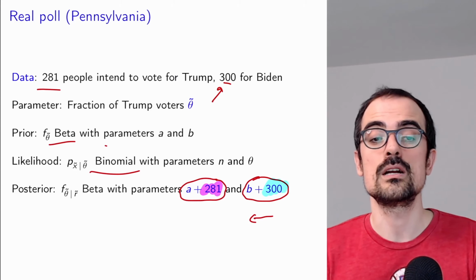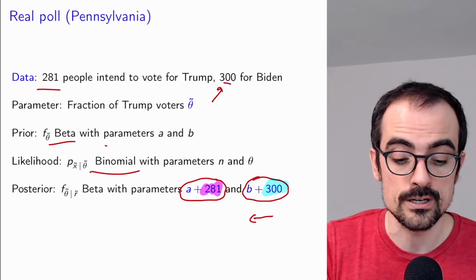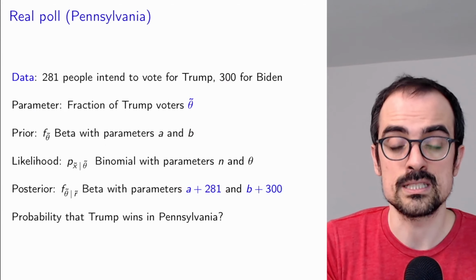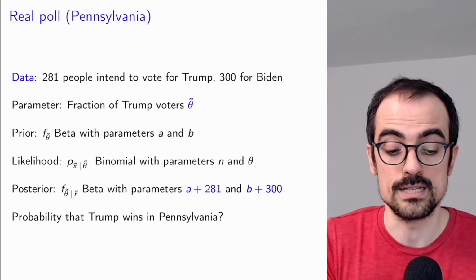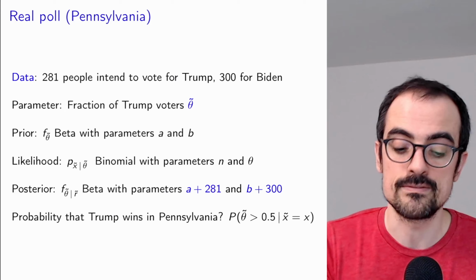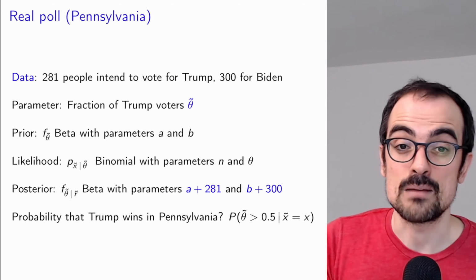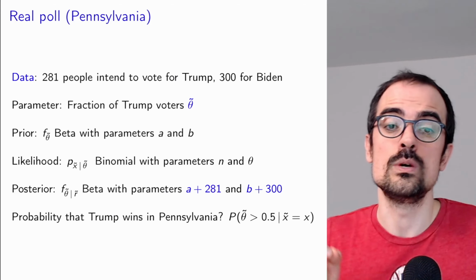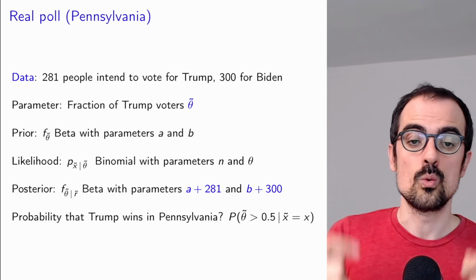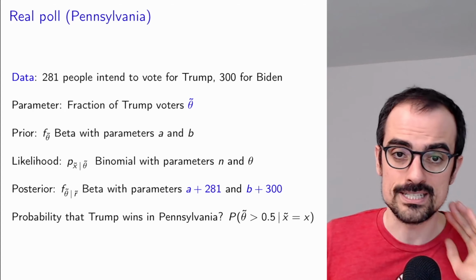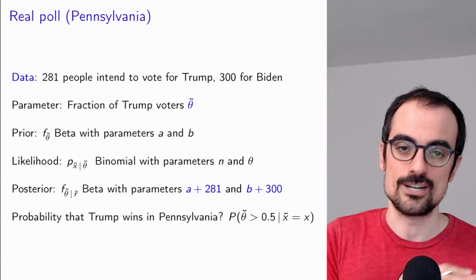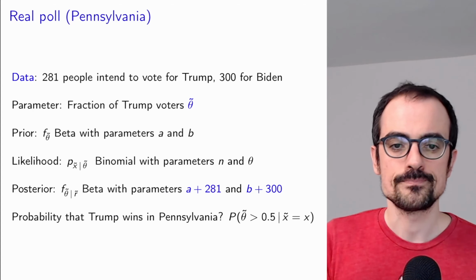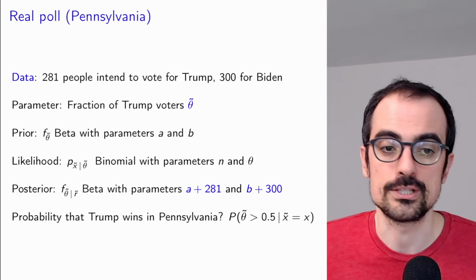The cool thing here is that once you have that posterior, you can actually ask yourself, what is the probability that Trump wins in Pennsylvania? Well, it's the probability that that parameter is above 0.5. And that's something that you cannot do within the traditional parametric modeling, where the parameter is just a deterministic quantity. You just cannot compute this probability under that paradigm.